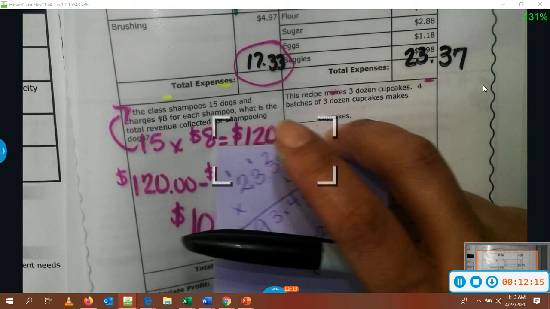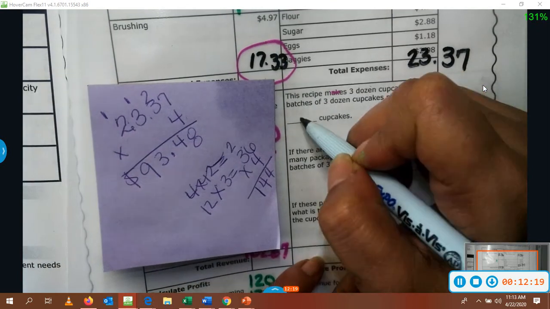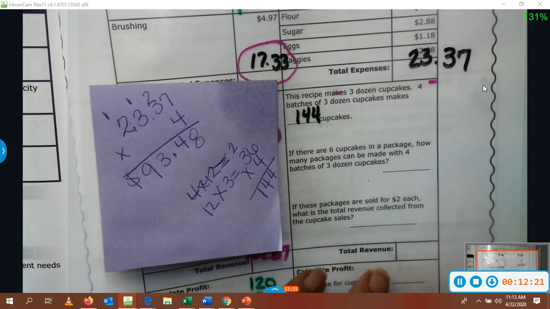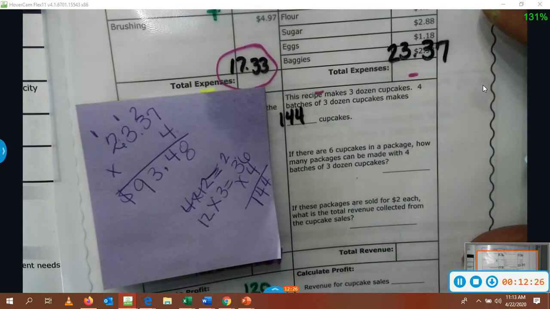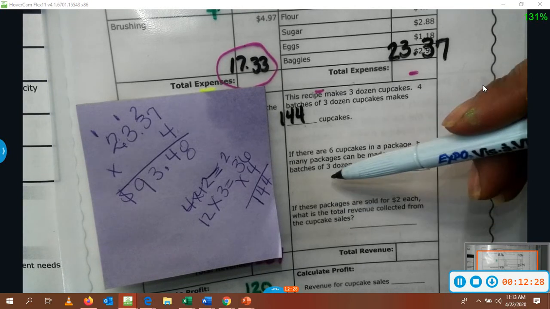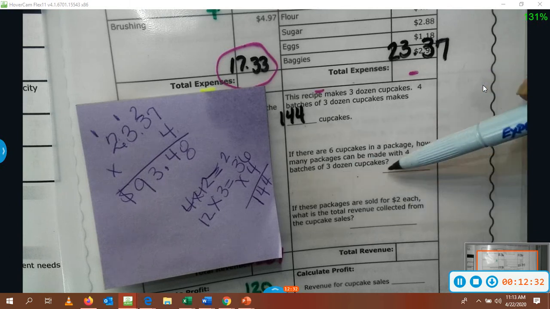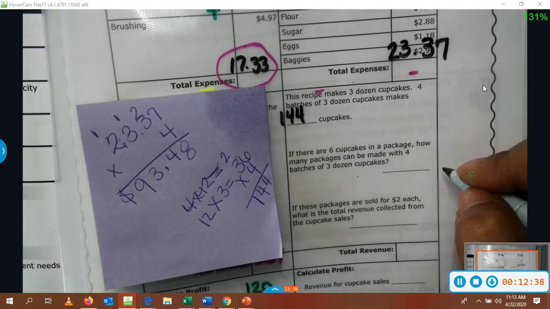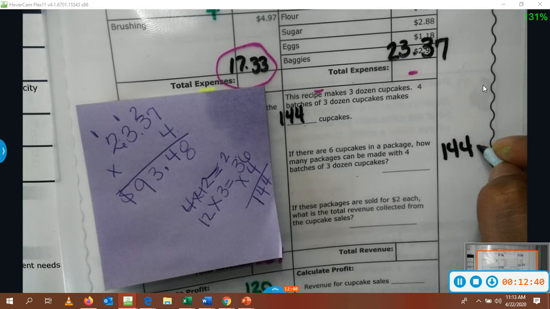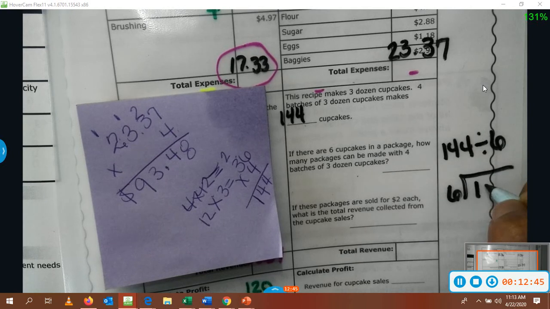144 cupcakes. If there are 6 cupcakes in a package, how many packages can be made with 4 batches of 3 dozen cupcakes? So we will have to take 4 times 3 dozen, which is 144, and we will have to do what? Divide that by 6. So it'll be 144 divided by 6. Another way of writing that, this way.